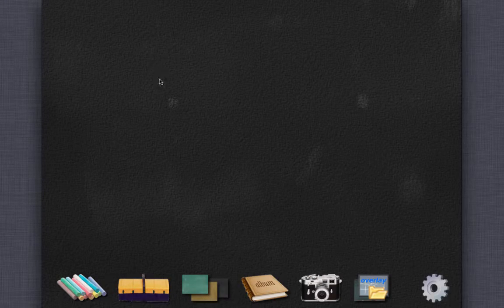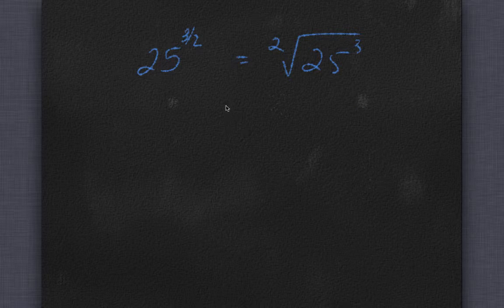So let's say that I have 25 to the 3/2, say. So that's square root. Write the radical in the 25, there's a 3 up here, and there's a 2 over there. So this is an example. I could cube 25.